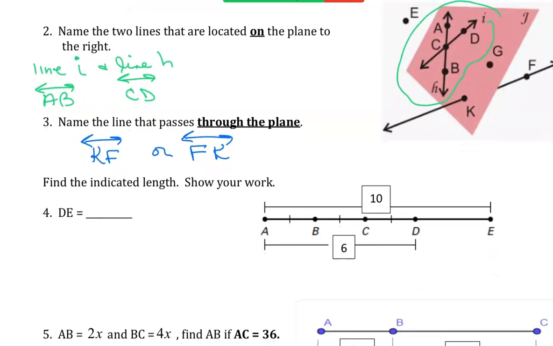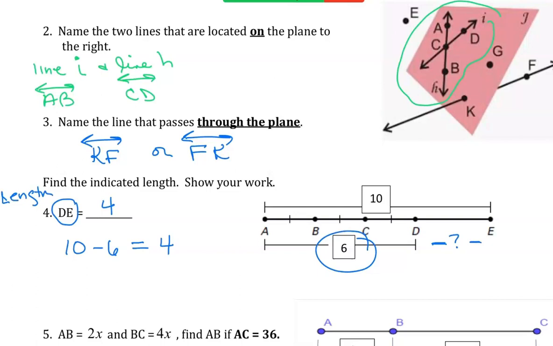Okay, find the indicated length and show your work. So here's what you need. You need DE. That is here. So look what I see. I see that the whole thing is 10, and the piece that they've identified here is 6. So what remains is 4. So that's my work. Okay, notice there's no notation here above the DE. That's because they're saying the length of DE equals whatever, and that whatever was 4.